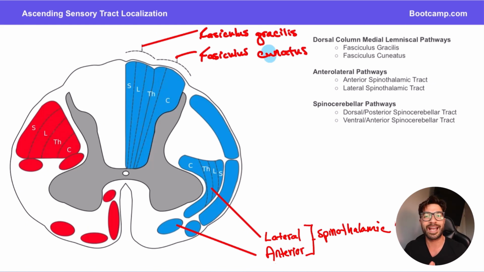Now finally, we have our spinocerebellar, and again, these are divided into a ventral and dorsal, and you can kind of identify these based on their names. So the ventral one, this is going to be more ventral or anterior, and the dorsal one, this will be more posterior or dorsal. So that leaves us to these two structures on the most lateral aspect of the spinal cord. This is going to be our ventral or anterior spinocerebellar, and this will be our dorsal or posterior spinocerebellar.